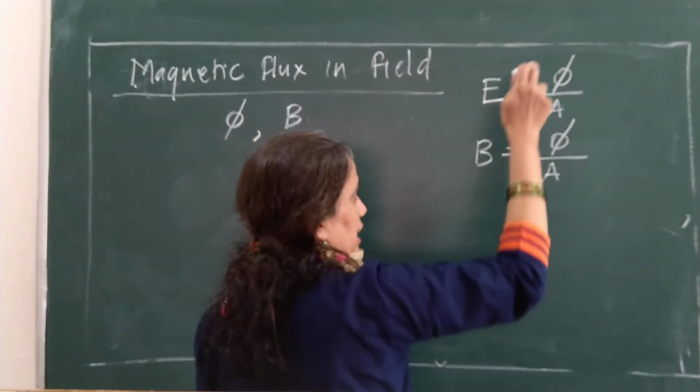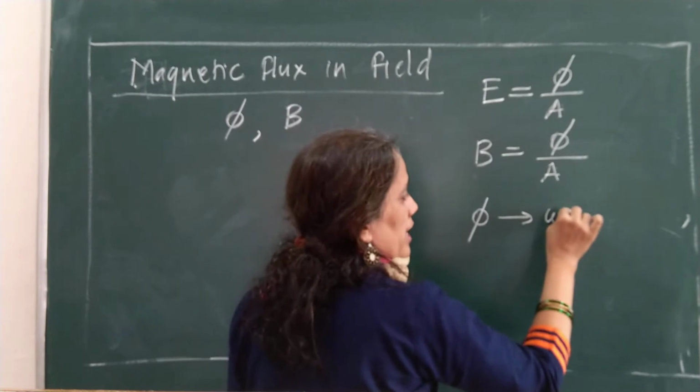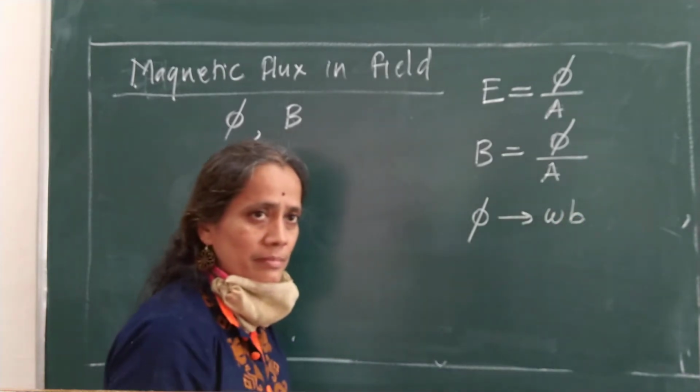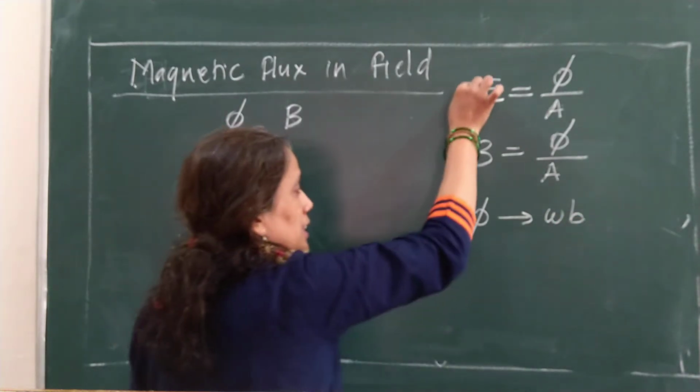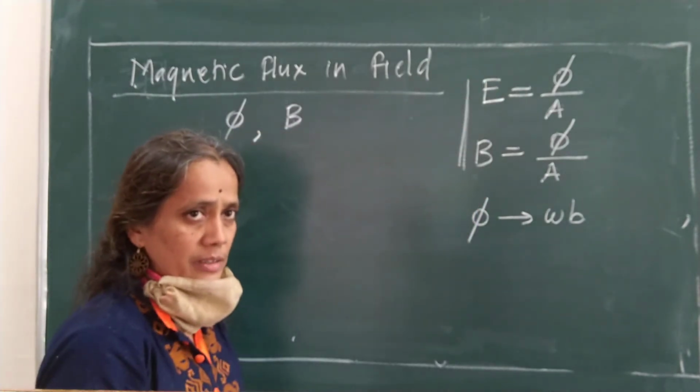Either flux is electric or flux is magnetic flux. Its unit is nothing but Weber. So this is nothing but the equivalence between electric field and magnetic field.